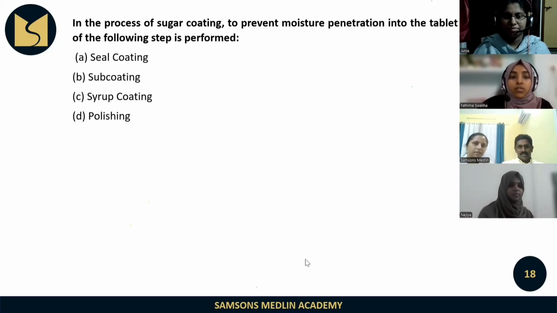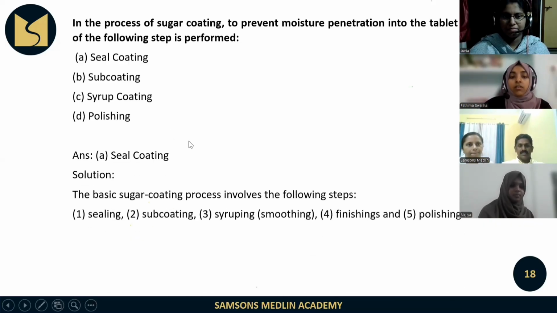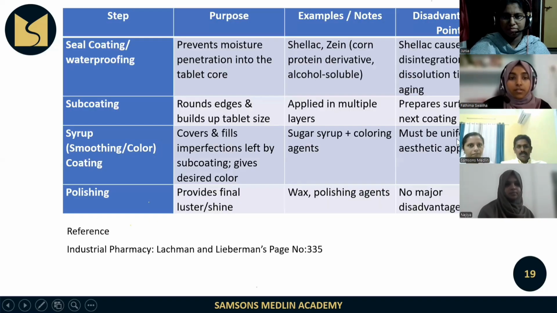Okay. So here the answer is seal coating. We have different types of coating in tablets, like sugar coating and film coating, and sugar coating is one of our traditional methods of tablet coating. There are different steps in tablet coating. First is seal coating, then subcoating, then syrup coating, then finishing with colors and all, and finally polishing. Madam, can you change?